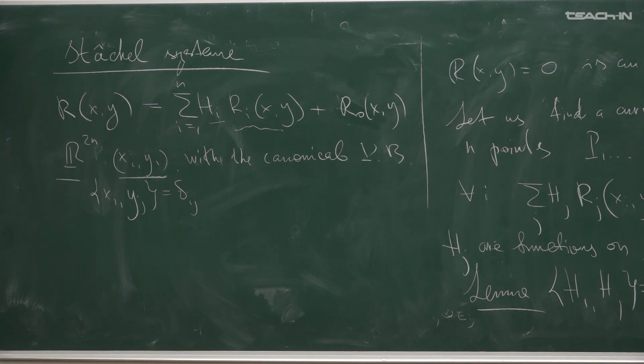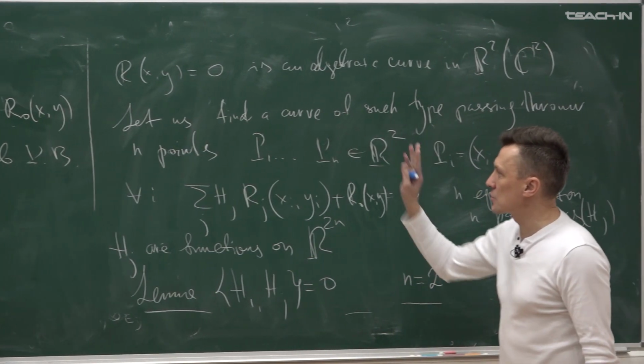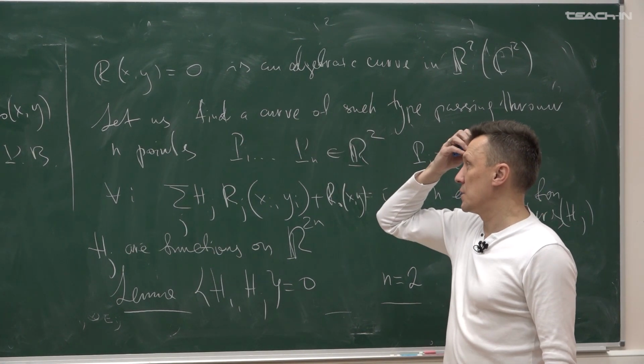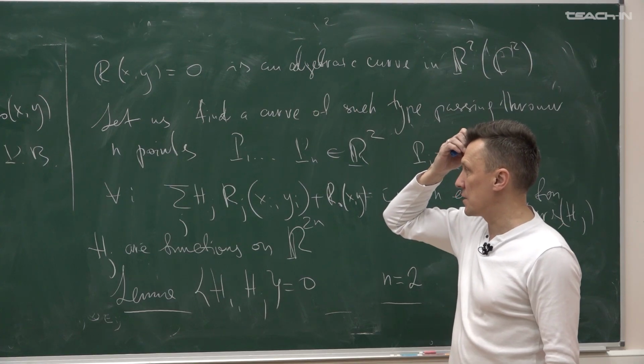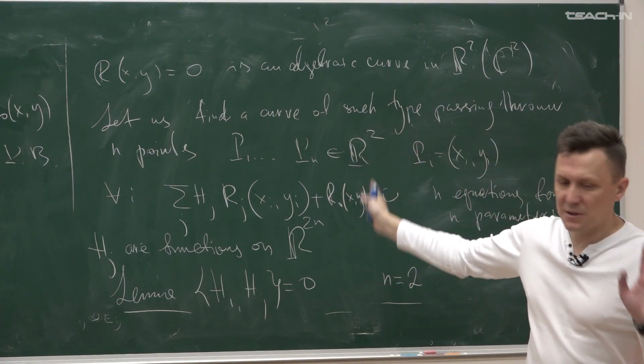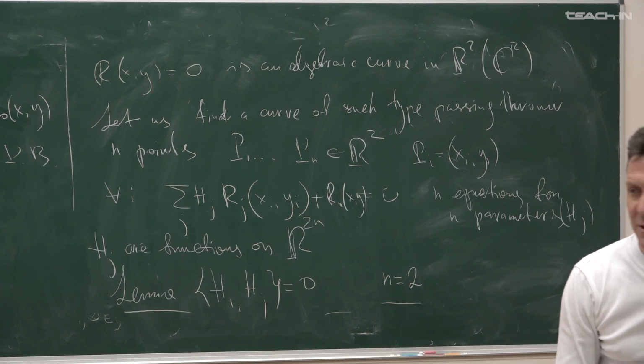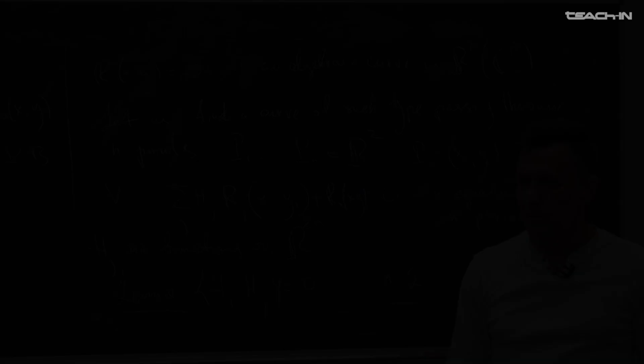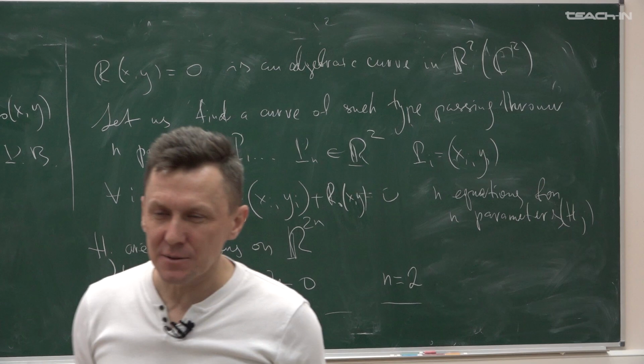Okay, let us demonstrate this lemma for n equal to, for a generic choice of functions R. It is not specific for polynomial functions. It is quite general. Do you need some comments?